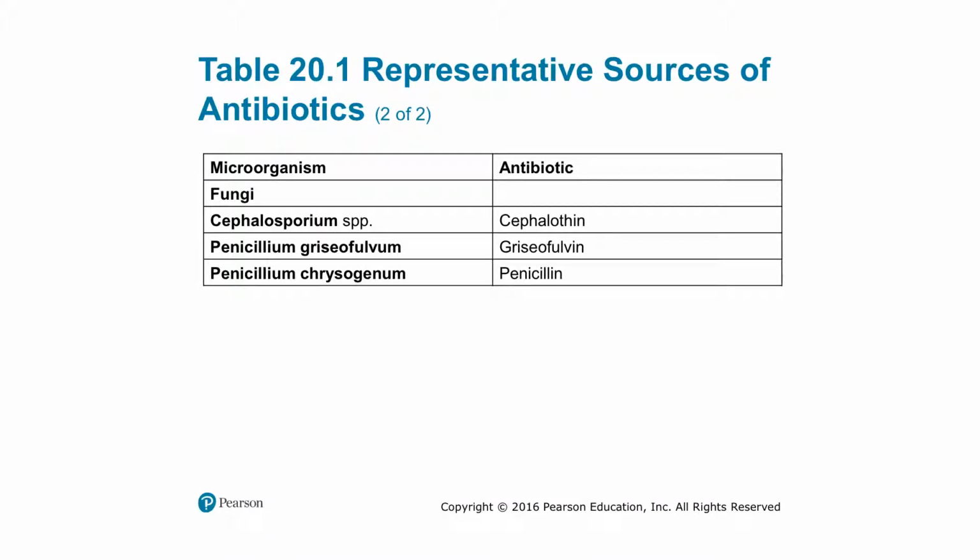Some other representative sources, for fungi: cephalosporium is going to give us cephalothin. Penicillin is going to be made by Penicillium. So you've seen those before.